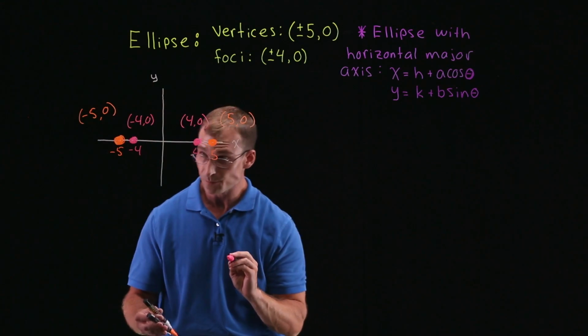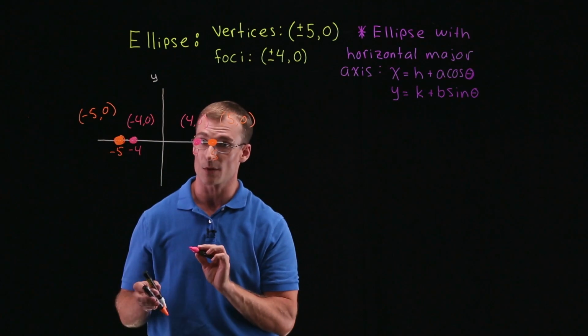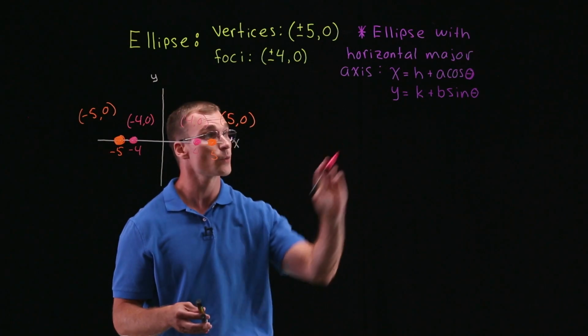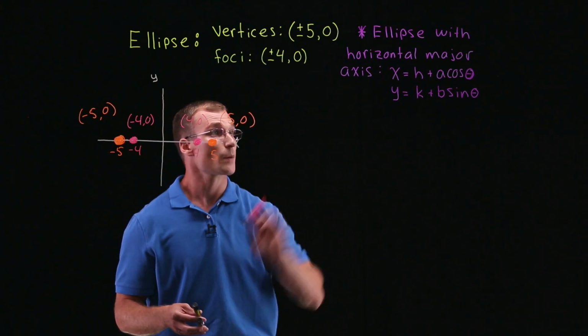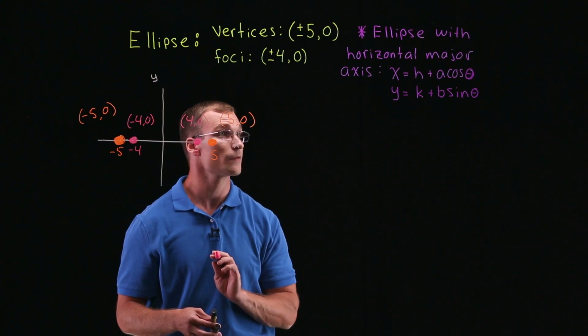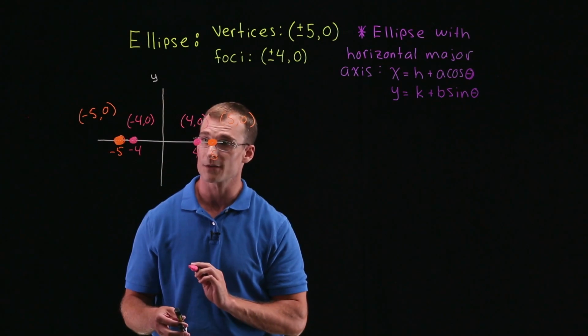First off, since our vertices are on the x-axis, that's where our major axis is going. So we have a horizontal major axis, so we can use the result of these parametric equations. Looking at them, we need the values of h, k, and then a and b.